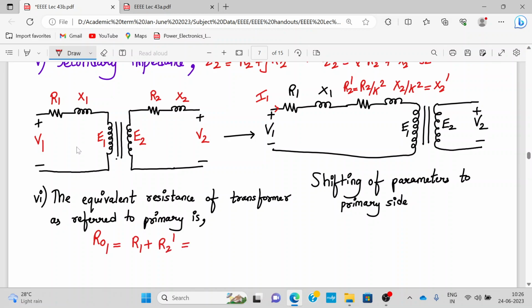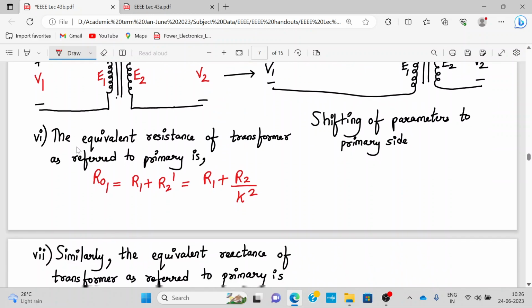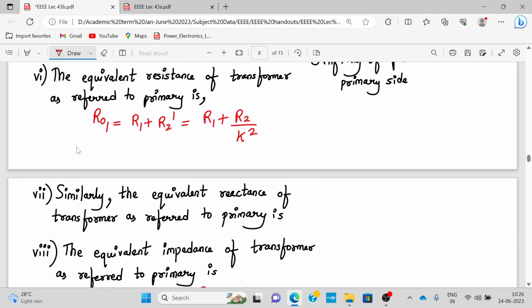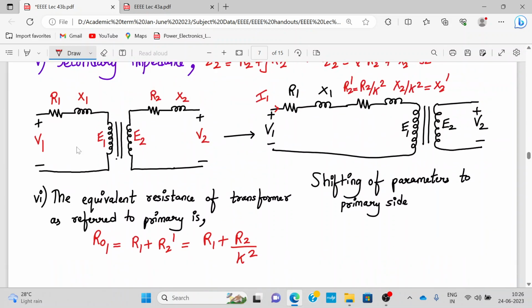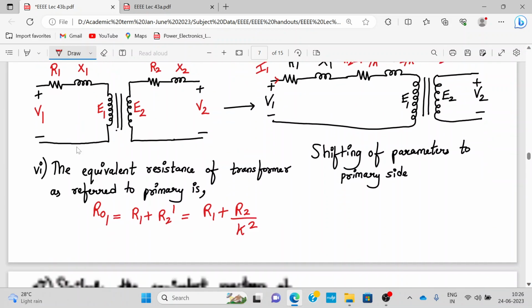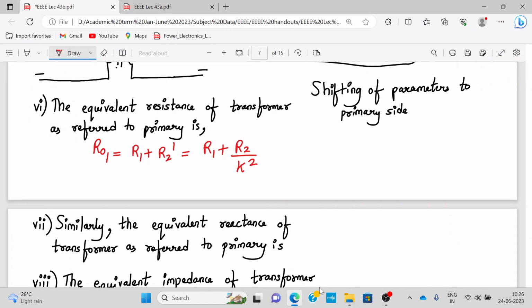Series combination of resistance will add. So this R1 and this R2, it will be R1 plus R2 upon k square. Alright, this is RO1. Similarly, the equivalent reactance of the transformer as referred to the primary is given by X1 plus X2 dash. We call that reactance XO1, and this is X1 plus X2 dash. This is X1 plus X2 upon k square. Okay, so that is what we mean.